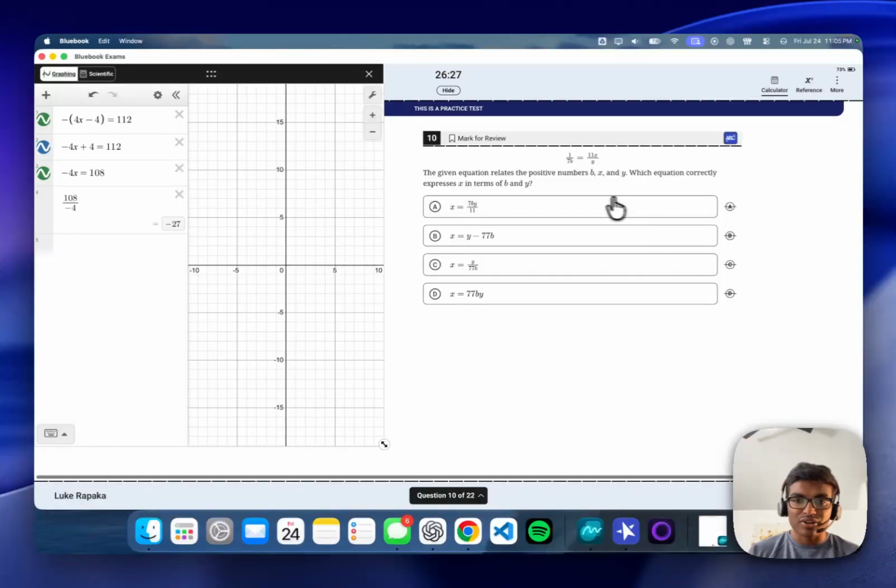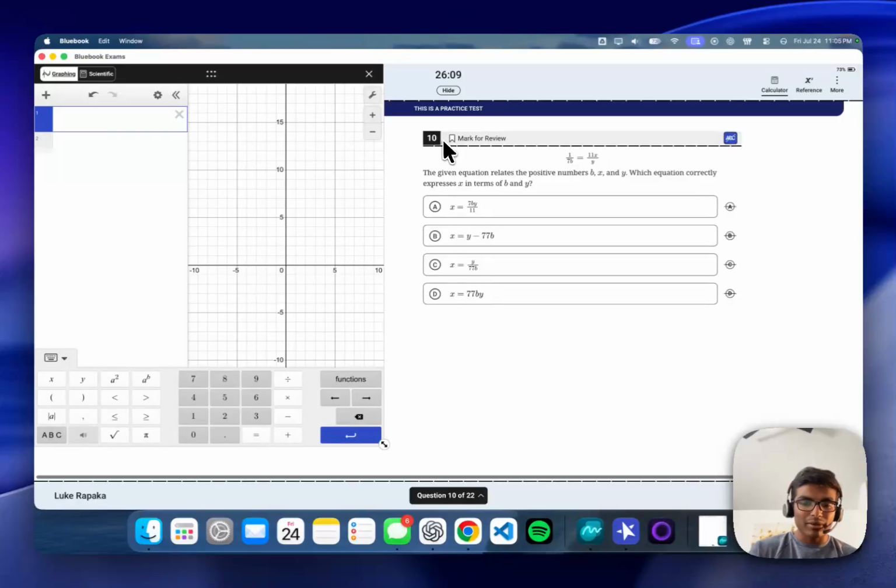Express x in terms of y and b. Okay, so basically manipulate this equation so you have x by itself, right? The first thing I would do is multiply y on both sides of the equation. If we multiply by y over 1 on both sides, you would get y over 7b equals 11x, right? Because we're just canceling out that y.